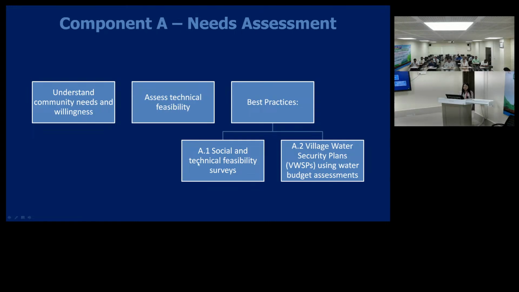So the first one, which is component A, is we need to understand the community needs and willingness. We have already discussed this community involvement. Then we need to assess the technical feasibility, and by doing this, social and technical feasibility surveys can be done, and a village water security plan using budget assessment can be done. So this is the first component. Assessment is the first component.